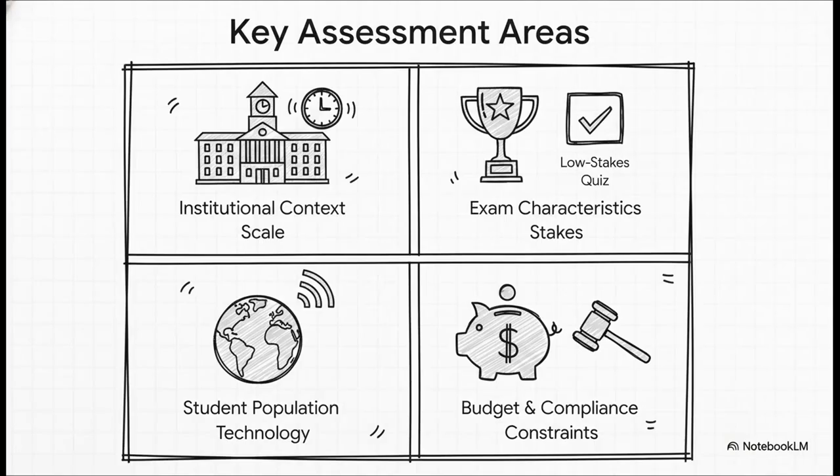And this breaks that self-assessment down into 4 key areas. First, your institutional context and scale. How many students are we talking about? What do your peak exam periods look like? Second, exam characteristics. Are these high-stakes finals for a certification program, or are they low-stakes weekly quizzes? Third, your student population. Do they all have brand new laptops and amazing Wi-Fi, or is it a mix of devices and bandwidths? And finally, your budget and compliance constraints. What can you actually afford, and what rules, like accessibility standards, do you absolutely have to follow?